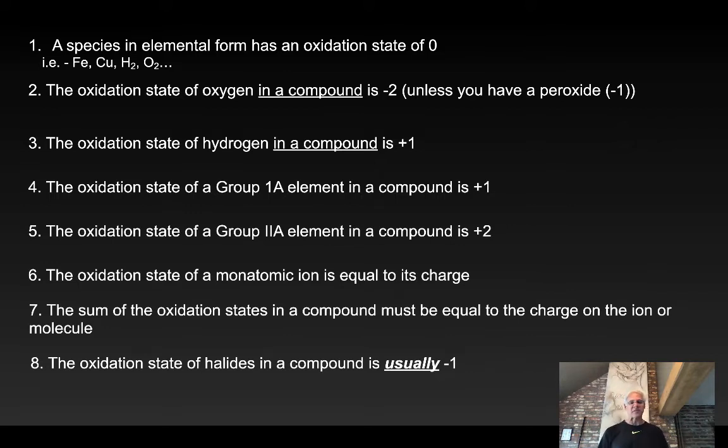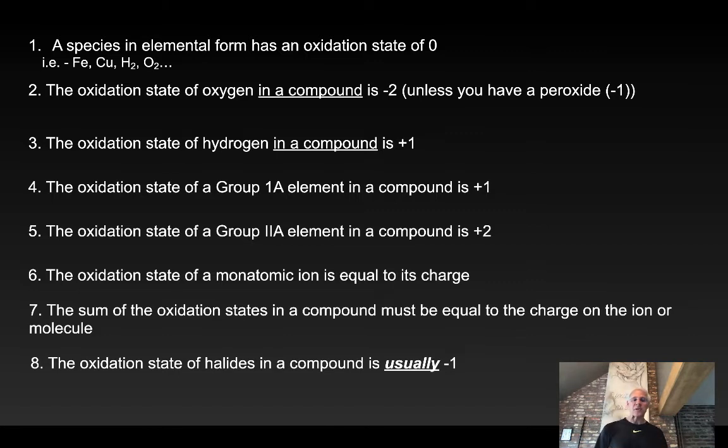Now, sometimes that's still not enough. Every once in a while you'll have a halide, bromine, chlorine, fluorine, in a compound that hasn't been assigned an oxidation state, as well as maybe a metal that's in there. If that's the case, then you can assign that halide a -1, and then go back to rule number 7 and see if there's anything else that needs to be assigned.